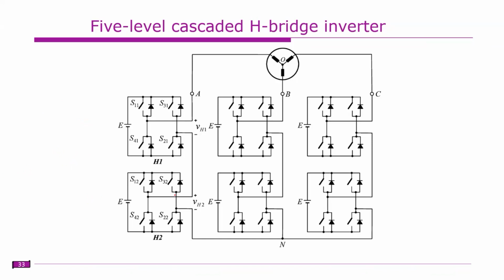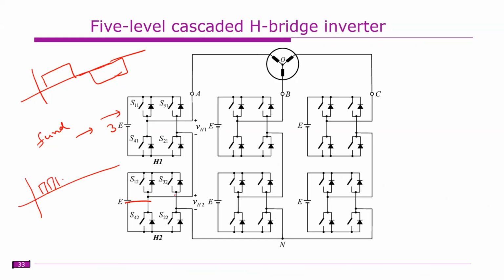Another advantage with these asymmetrical DC ratios is that one can operate at fundamental frequency. For example, this is 3E, so this may be operated at fundamental frequency. That means this will produce a square wave, something like this. Whereas this one, which has the low voltage, can be operated at PWM frequency. So the combined output looks something like this.